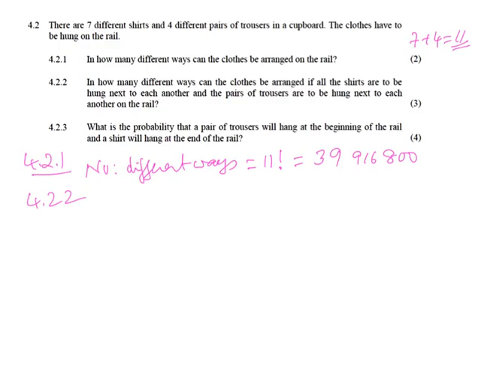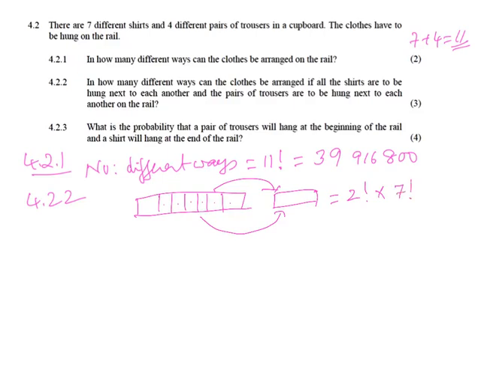Therefore, shirts and trousers, there are two of them. So one is the shirts, and I have trousers. These two groups can be arranged in 2 factorial ways, because they can be swapped. Now within the shirts, I have 7 of them, and I can arrange them in 7 factorial ways. Similarly, for trousers, I have 4 trousers, which I can arrange in 4 factorial ways. That's how I get this answer: 2 factorial times 7 factorial times 4 factorial. So 7 factorial for shirts, 4 factorial for trousers, and then the combination.